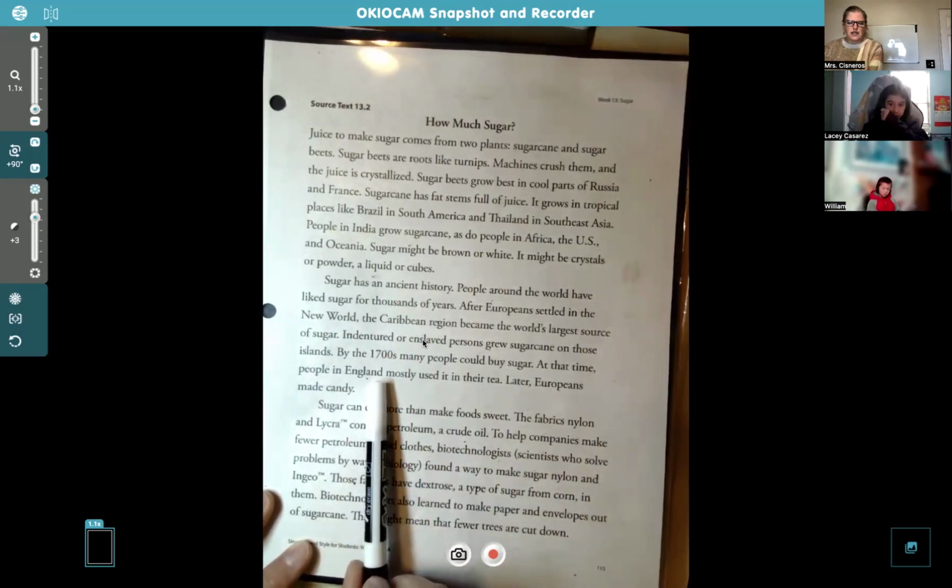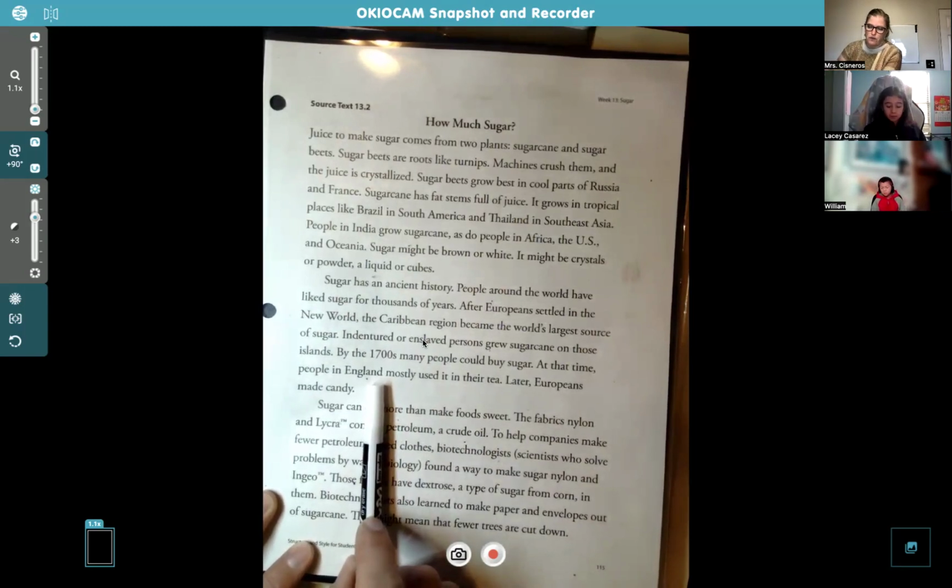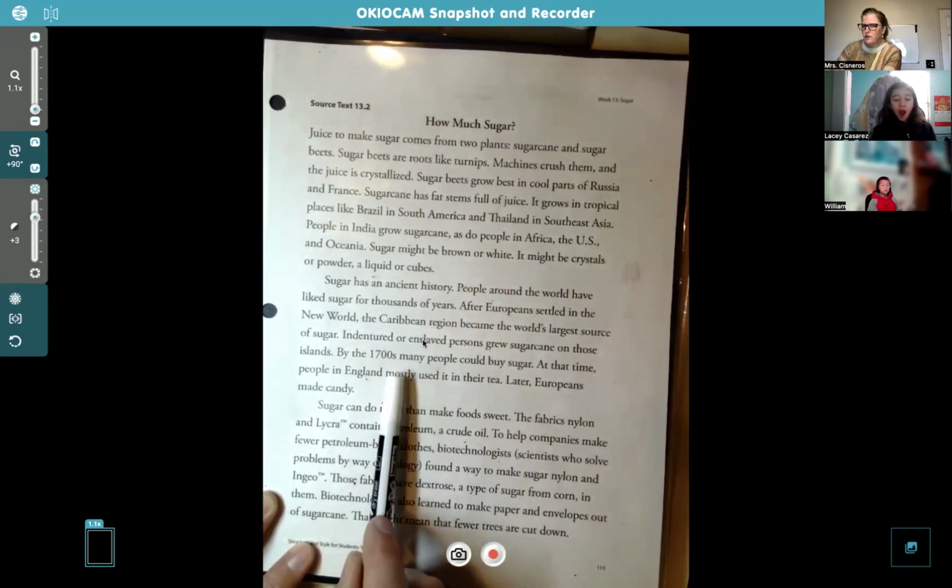Okay, so this time, since we know what our topic's going to be for this paragraph, as I read this, I want you to underline some things that are interesting to you in this paragraph. It could just be like one or two things, maybe three things that are interesting to you to underline.